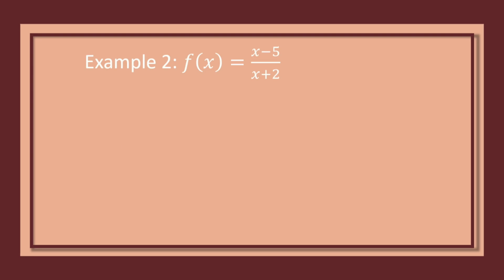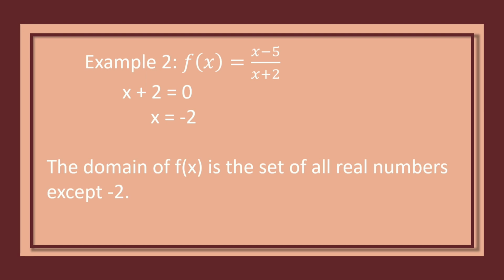Example number 2. F of x is equal to x minus 5 over x plus 2. What do you think is the domain of the function? And what is the restricted value? Very good. So, the restricted value is negative 2. The domain of f of x is the set of all real numbers except negative 2.